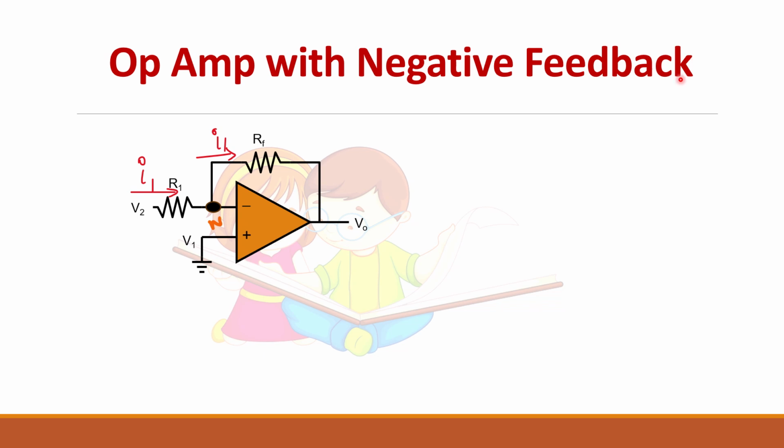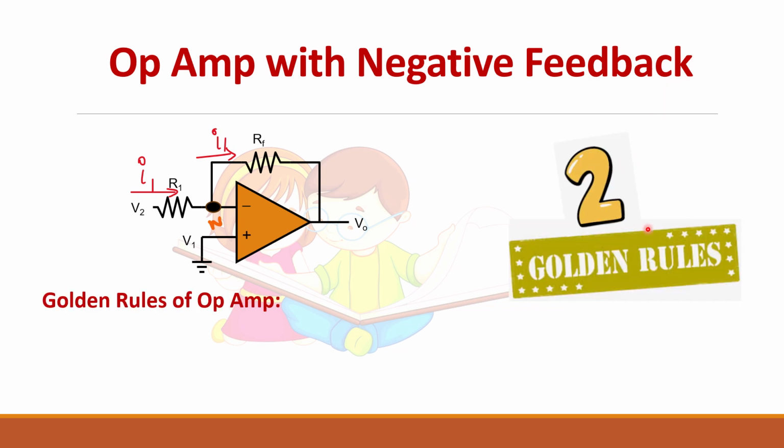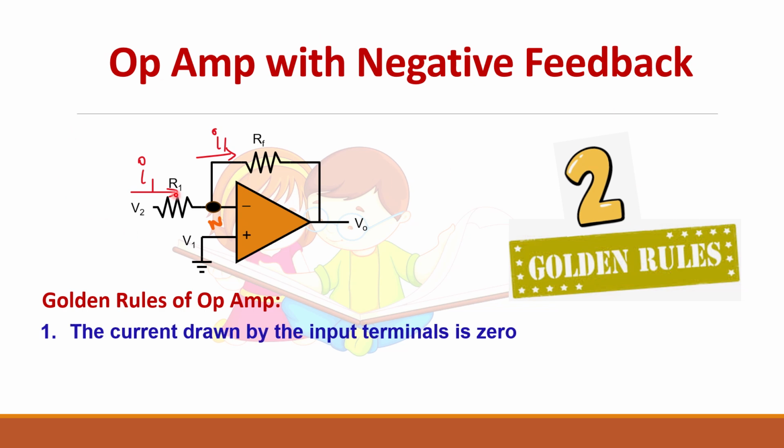For op-amp with negative feedback, there are two golden rules which you should remember to analyze any circuit. The first thing is that the current drawn by the op-amp is zero. That is, the op-amp does not essentially draw any current. You can see here, this is the current and you have a voltage source here. So the current is entering the node N, but the same current is leaving the node. It means that no current is entering the op-amp. Similarly, here in this terminal also no current will enter. So this is the golden rule which you should remember.